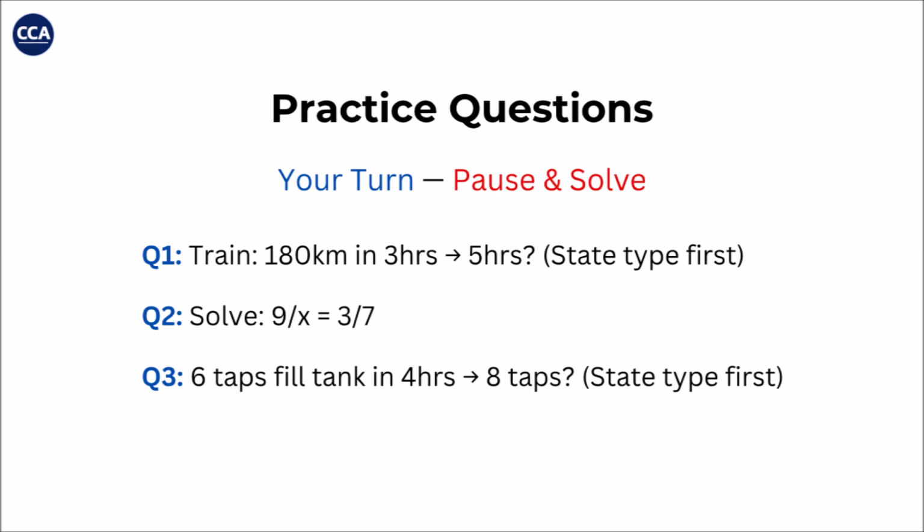Question 3. 6 taps can fill a tank in 4 hours. How long for 8 taps? State the proportion type first. Question 4. A map scale is 3 centimeters to 120 kilometers. A road measures 8 centimeters on the map. What is the real distance? Pause now.